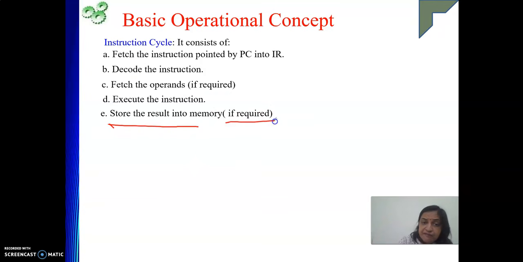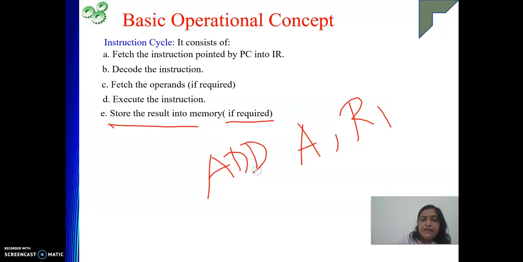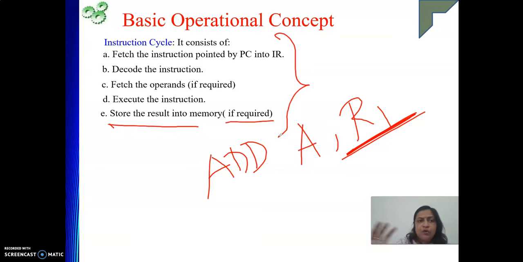Again, it is written "if required", because when I was doing ADD A, R1, the result will be there in R1. What is R1? A general purpose register, which is inside the CPU. So there is no need to write the result into memory. This part is clear. This whole sequence is called the instruction cycle.